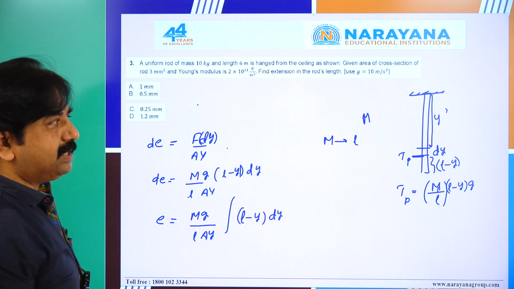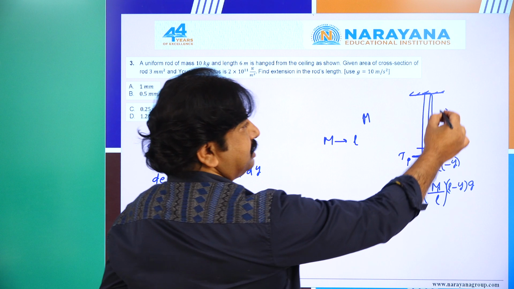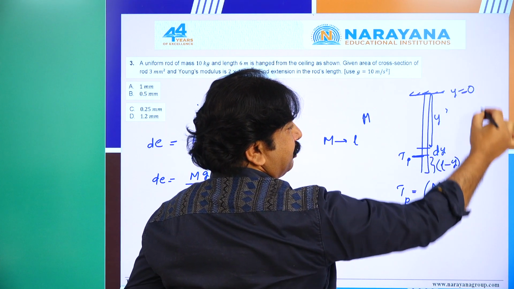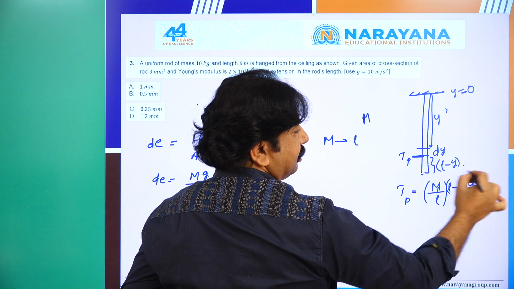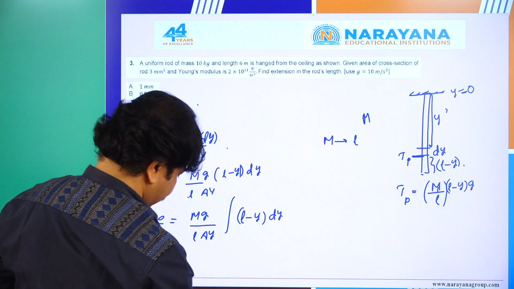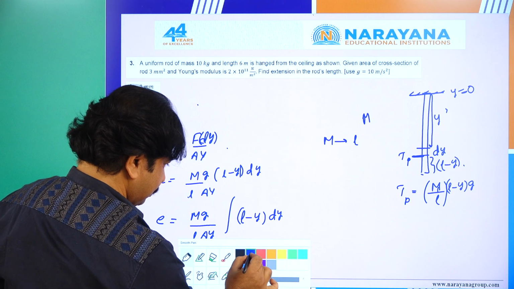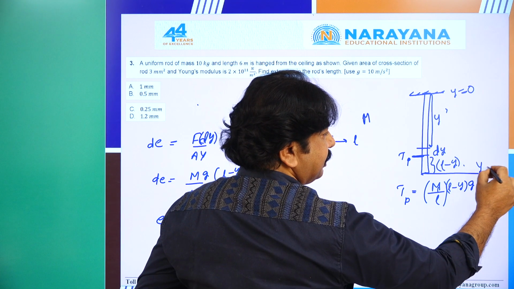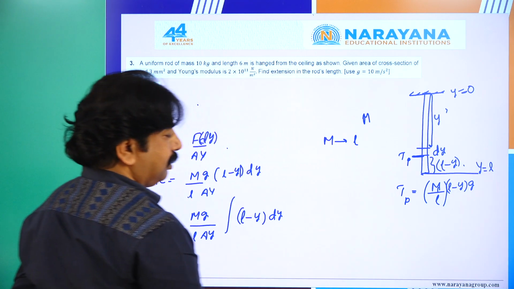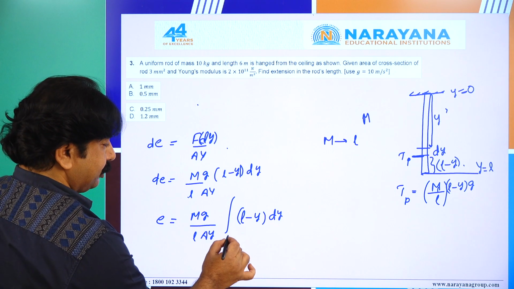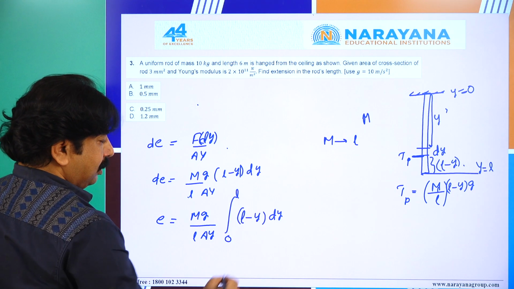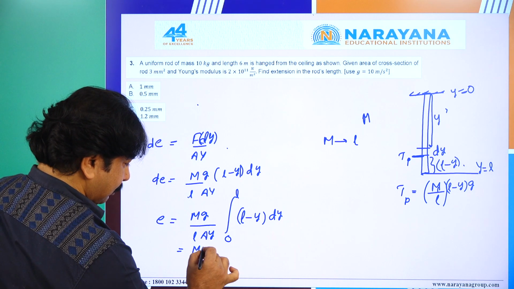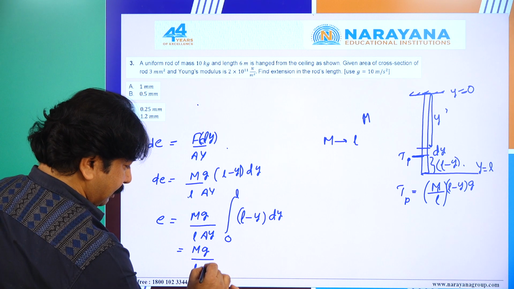We have to consider the limits of Y. The total object starts from Y equal to 0, and this end completes at Y equal to L only. So the limits of Y should be 0 to L. Now the calculation part is mg by L AY.